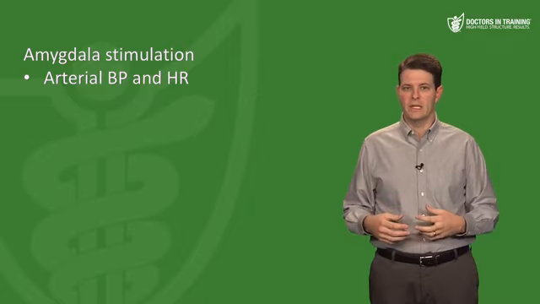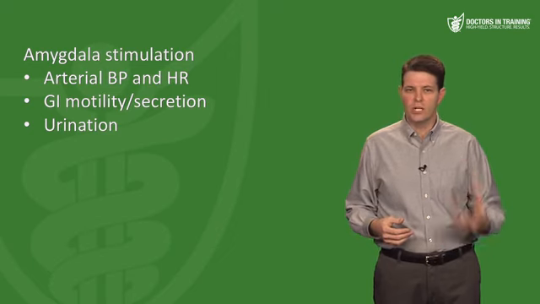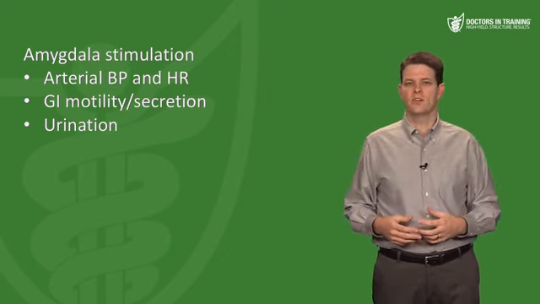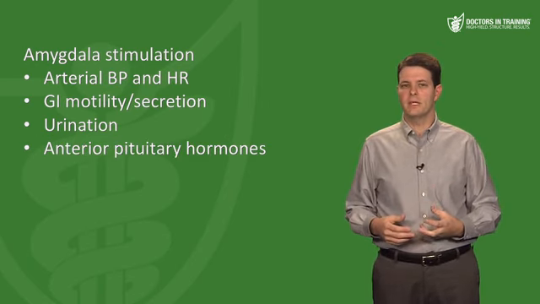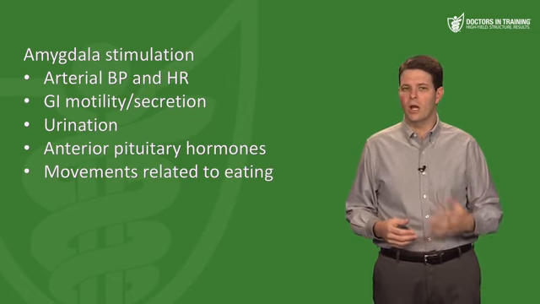Now, what happens when you stimulate the amygdala? Well, it can increase or decrease arterial blood pressure and heart rate. It affects GI motility and secretion, defecation, urination, that sort of thing. It influences the secretion of various anterior pituitary hormones. Stimulating the amygdala also results in movements related to eating, such as licking and chewing and swallowing.